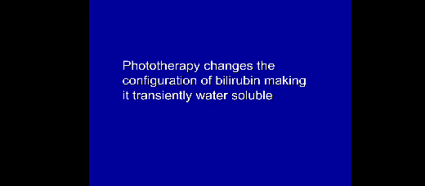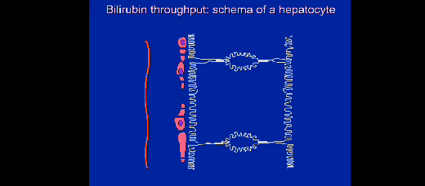Then the question comes: what is phototherapy? Phototherapy is the treatment of choice for neonatal jaundice. In phototherapy, we use a particular wavelength of light, and there is a photoisomerization of bilirubin, which changes the bilirubin into lumirubin, which becomes transiently water soluble, and it is excreted out from the body.